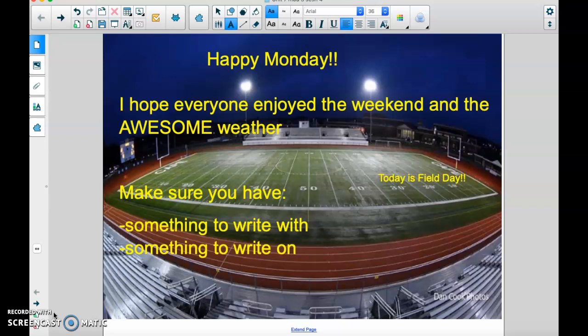Before we get started, today is field day. That's why we have the cool background. This is the stadium at the Cape Henlopen High School if you've never been.